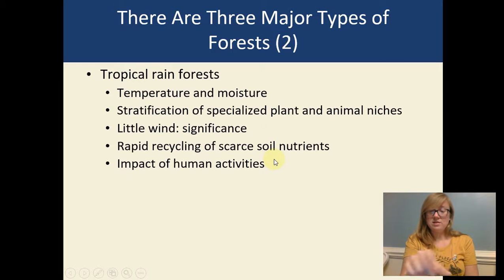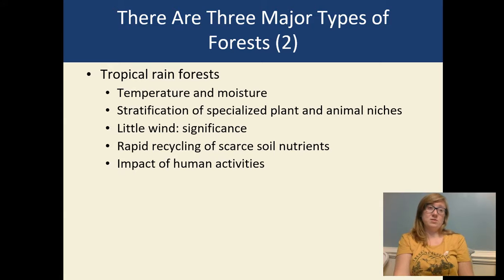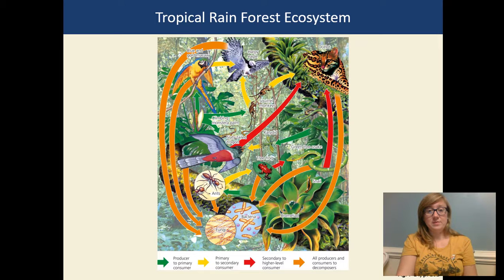Nutrients need to get recycled very, very quickly because there's so much growth happening. And human activities really impact this area because we've got high biodiversity. So when we wreck up the rainforest, it causes a lot of problems. And so here's just an example of a tropical rainforest.